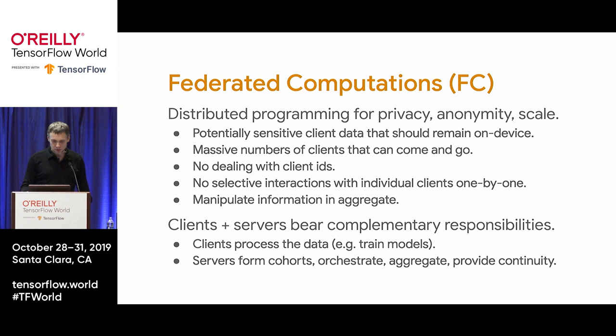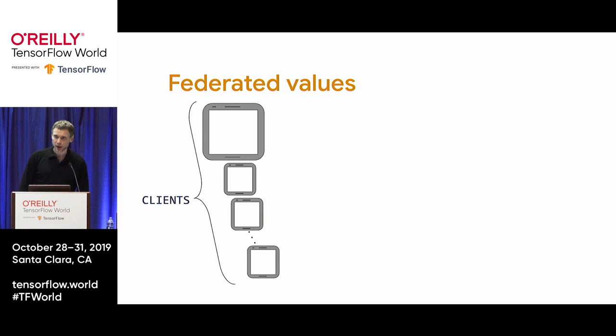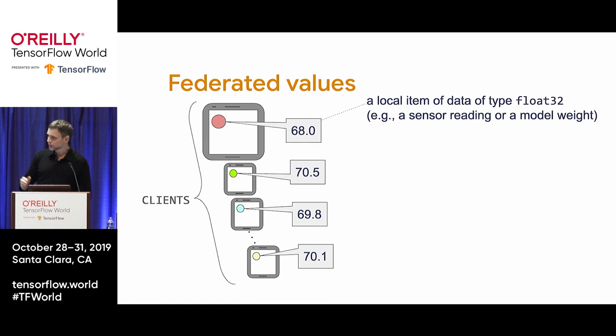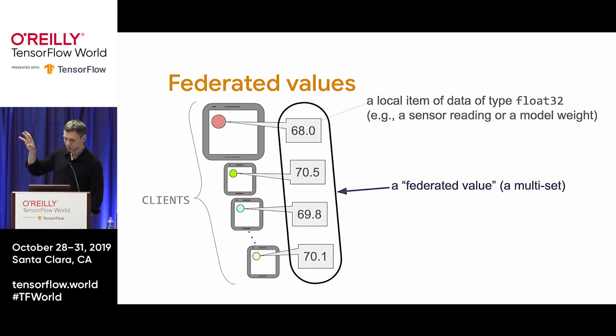So let's go through the various abstractions that we have in TFF one by one. Values. This is a set of clients. Let's say each of them has a temperature sensor that produces some reading, let's say a floating point number. We're going to refer to the collective of all those numbers as a single federated value. So a federated value can be a multi-set of those individual contributions from clients, right?